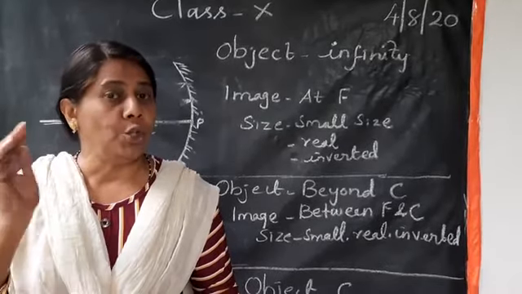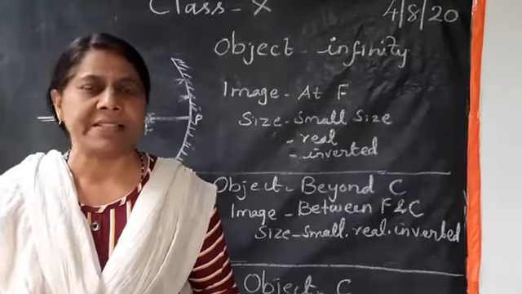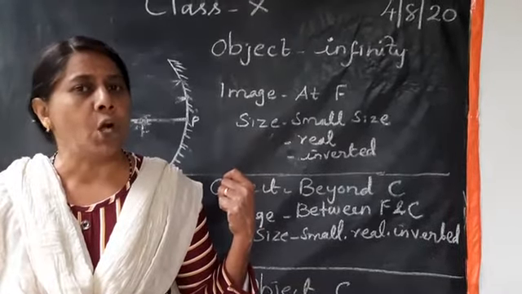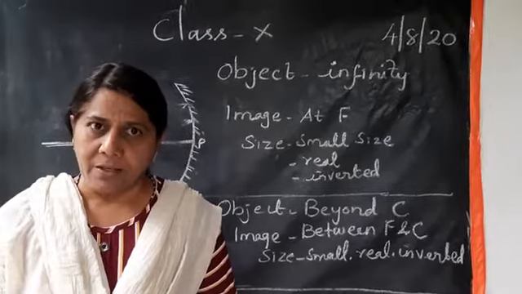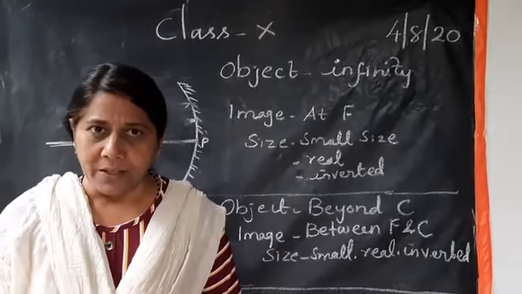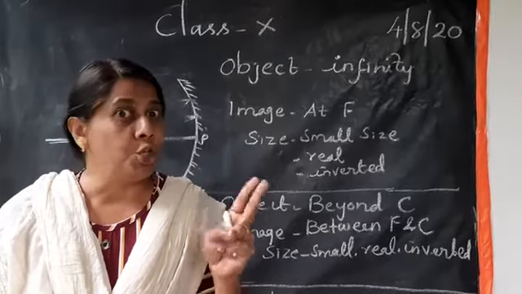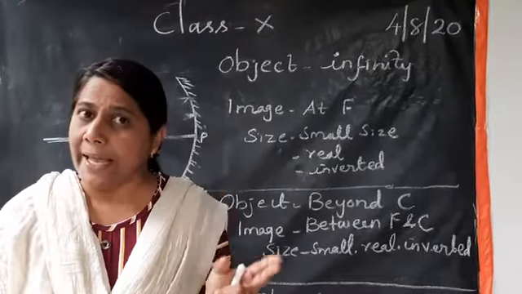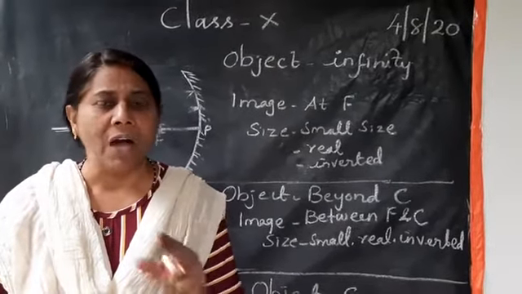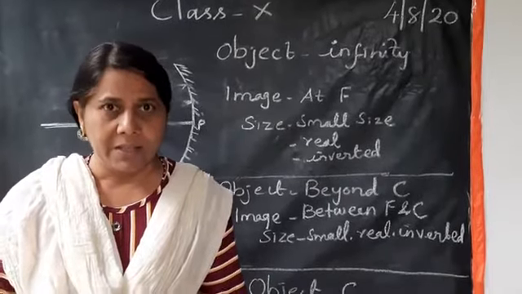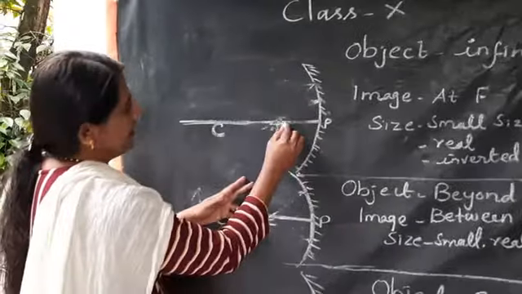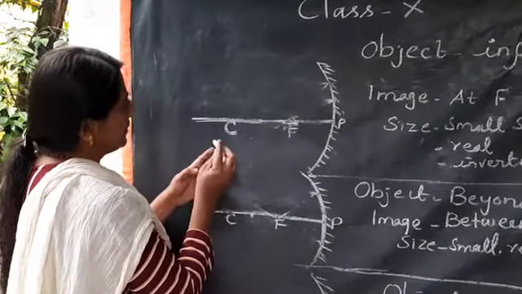Today we are going to use those 4 representations of rays to draw the ray diagrams for concave mirrors. For concave mirrors, 6 ray diagrams are there. For a convex mirror, only 2 ray diagrams are there. So today we are going to see 3 ray diagrams for concave mirrors. Okay, dear ones, I have drawn a concave mirror. So this is F, P, C, you know it.